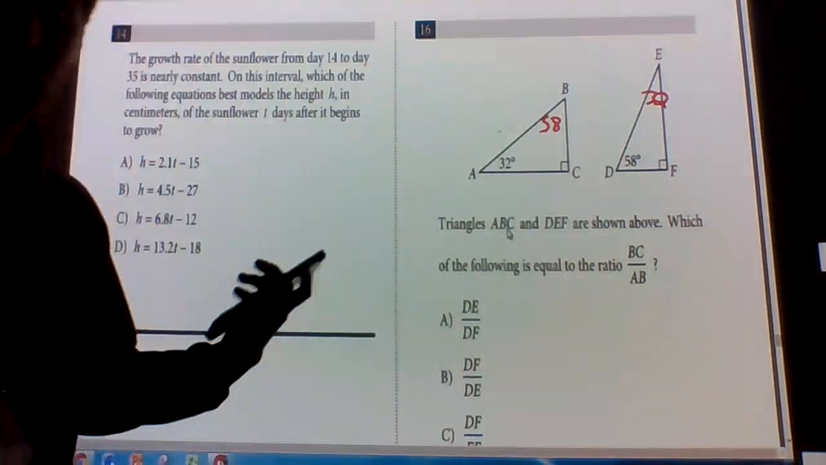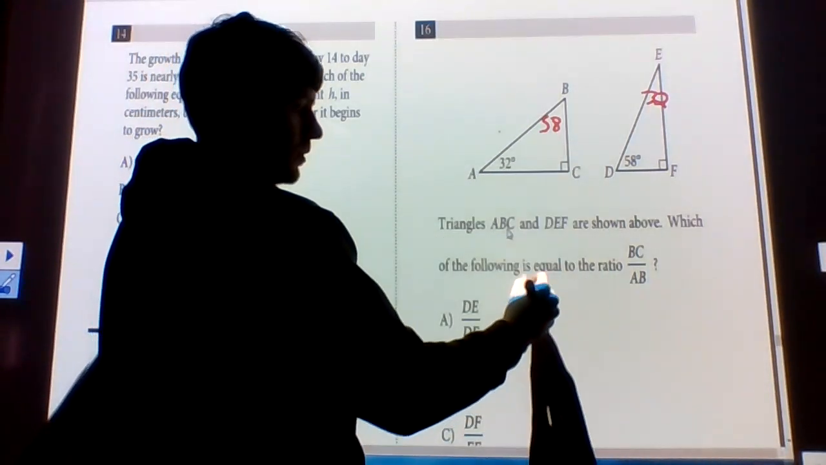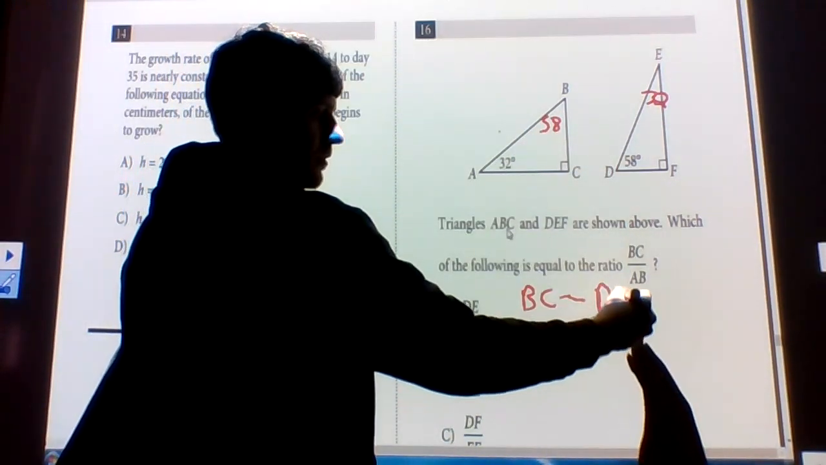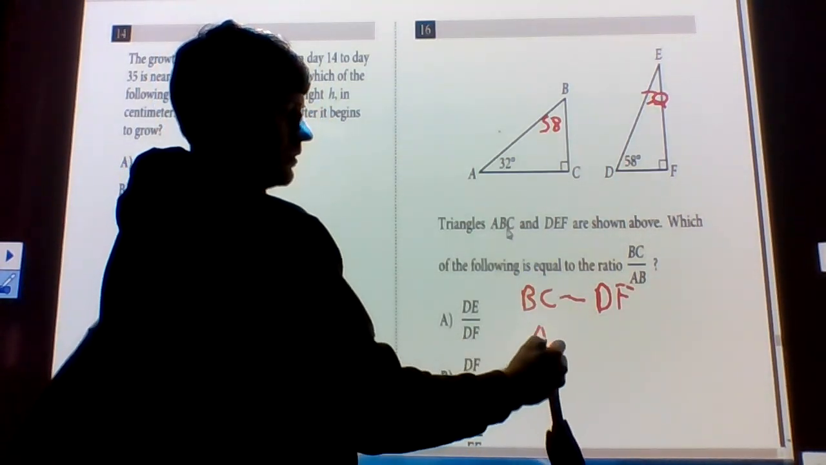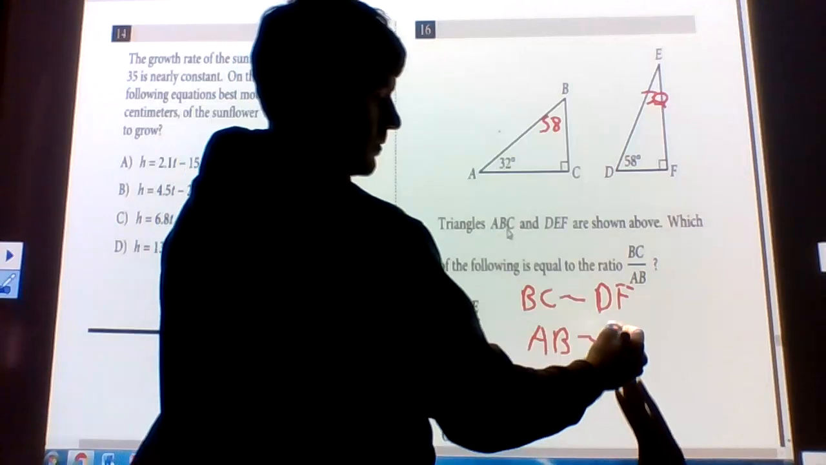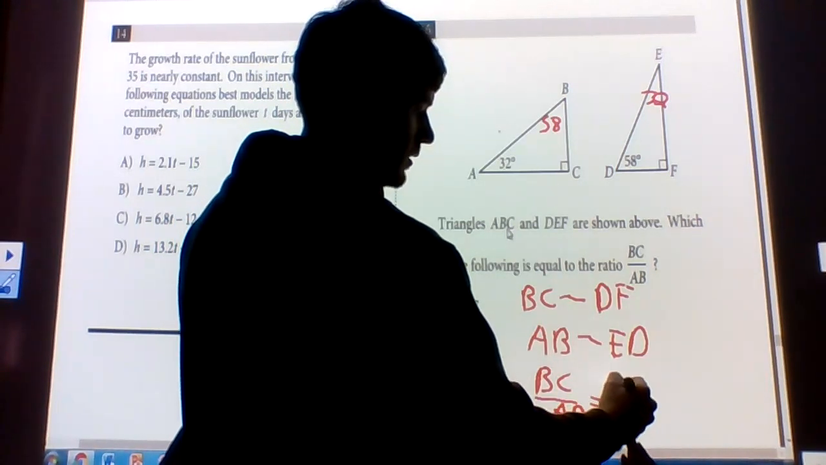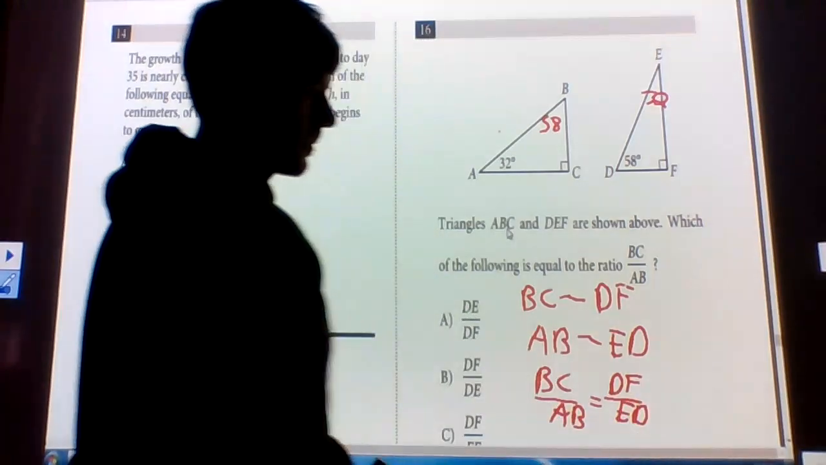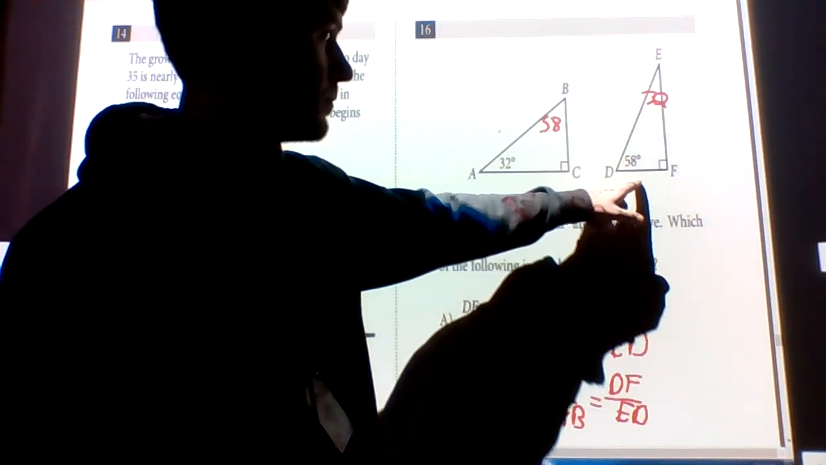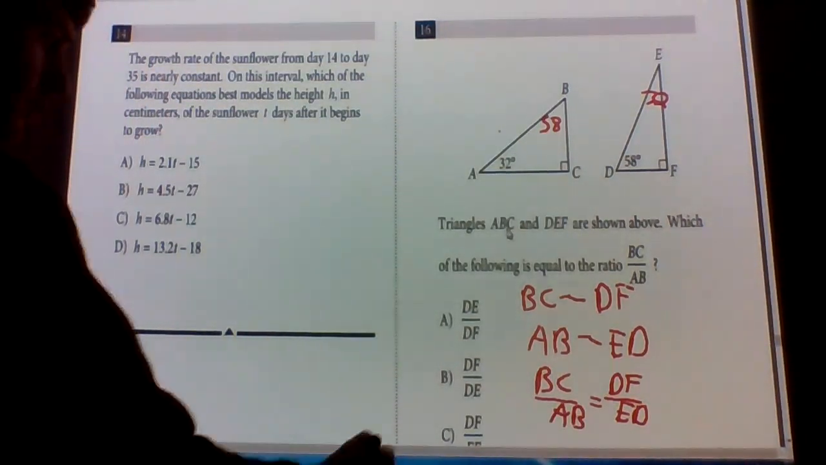So you have similar triangles, angle, angle, similarity, you got two pairs. So we know sides are proportional. So we know BC is going to match up with, right, it's between the 58 and the 90, is DF. And we know that AB is going to match up with ED, right, the hypotenuses. So we know that BC over AB would equal the same as DF over ED, which is choice B. Yep, which is answer choice B.